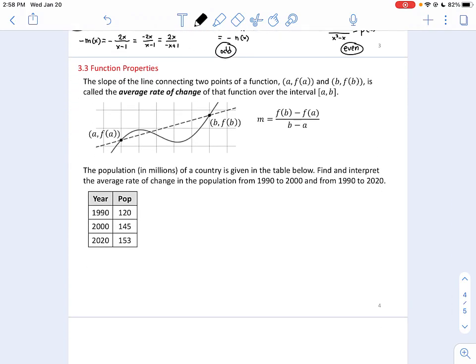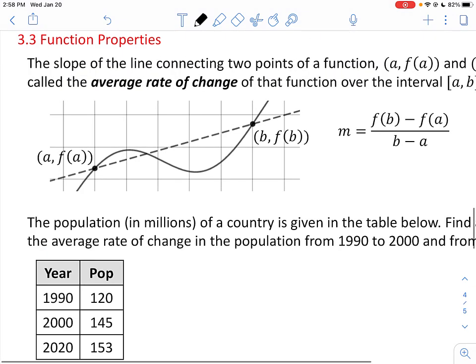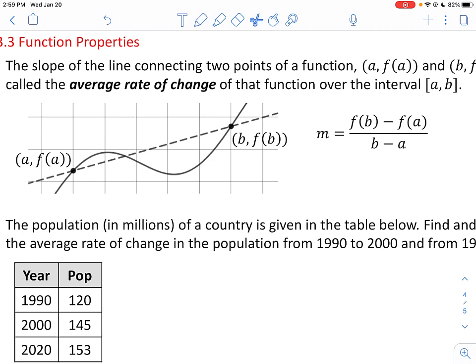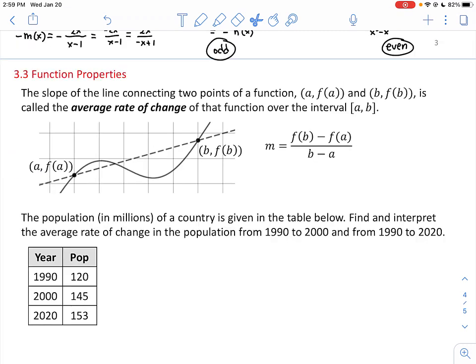The slope of the line connecting 2 points of a function, a comma f of a and b comma f of b, is called the average rate of change of that function over the interval from a to b. So here's an image, here's a function of x, passes the vertical line test. Take any 2 points on the function and draw a line that connects them and calculate its slope. If you recall the slope, you do the change in y divided by the change in x, delta y over delta x, or f of b minus f of a all over b minus a in this case. Right, this is my y2 minus my y1, x2 minus x1. And that gives you what's called the average rate of change.